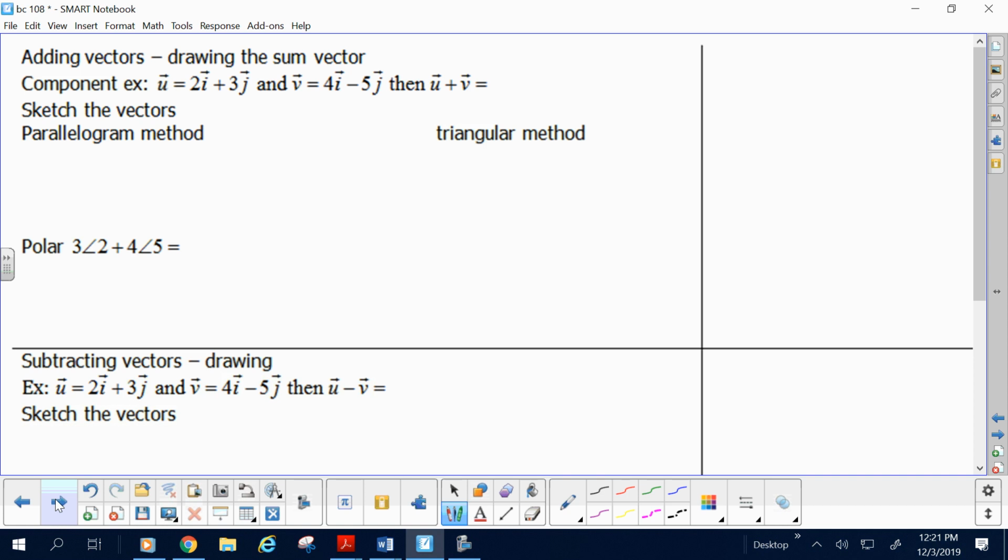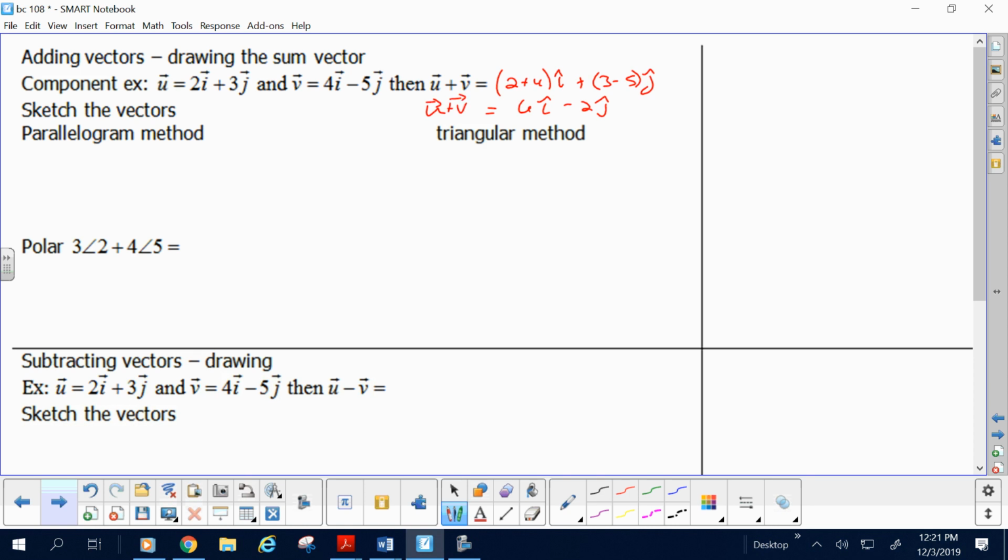So here we go. Say you're given two component vectors, u and v, and I asked you to sketch the sum. There are two methods to drawing the sum. Actually, let's just find the sum first. What is the sum of u and v? You don't have to show the work, but for our purposes, it's 6i hat and how much j hat? Negative 2j hat. Okay.